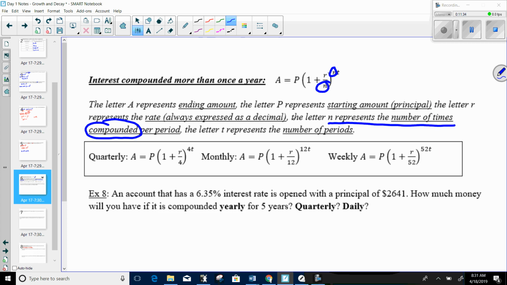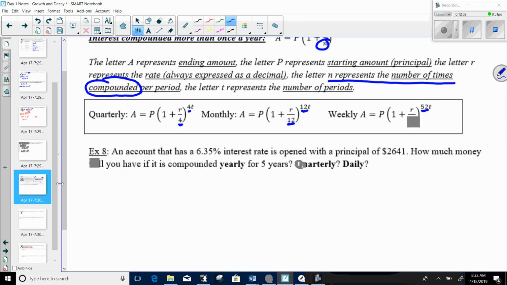So if it's quarterly, that means it's done 4 times a year. So notice there's a 4 right there and there's a 4 right there. If it's monthly, that's 12 times a year, right there and right there. Weekly is 52 times a year. If it was daily, it would be 365. If it was bi-weekly, some people will say that is 2 times a week. Sometimes people will say that's every 2 weeks. So you just have to clarify what that means. So if it says compounded, then we're going to use compound interest, which is P(1 plus R over N) raised to the NT.